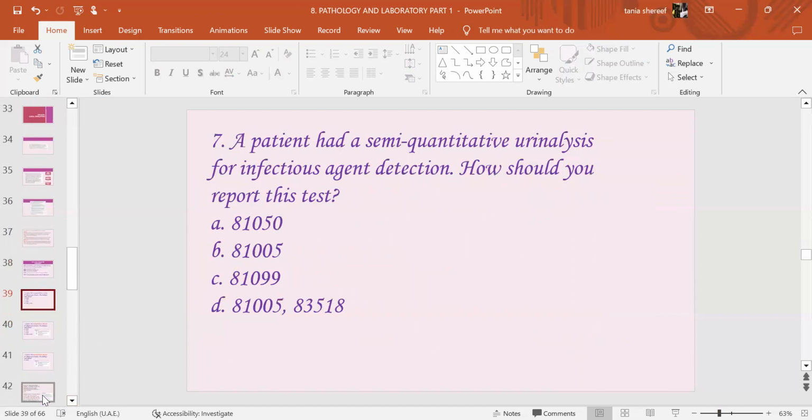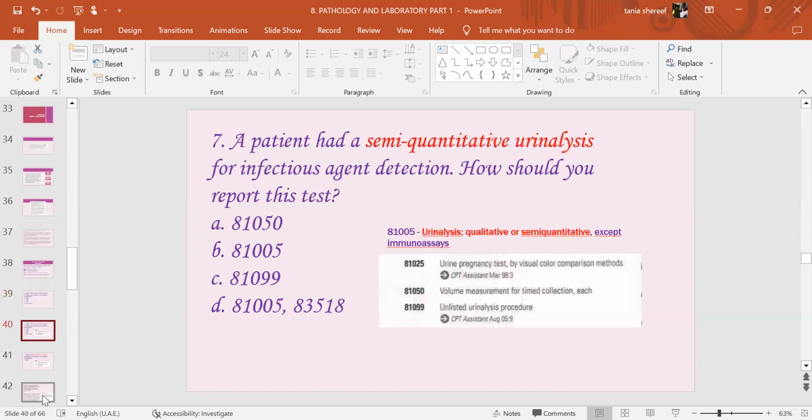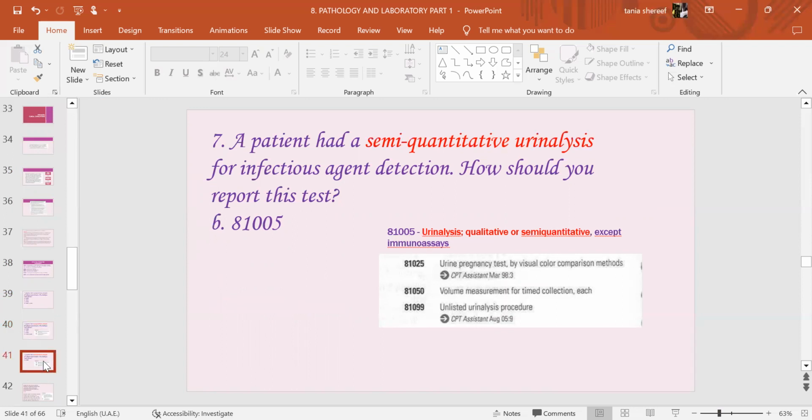Now, an example. A patient had a semi-quantitative urinalysis for infectious agent detection. How should you report this test? So if we go through the codes in the options, 81050 is volume measurement, 81005 is urinalysis, qualitative or semi-quantitative, 81099 is unlisted. Our question is semi-quantitative urinalysis. So we can answer it as 81005, option B.